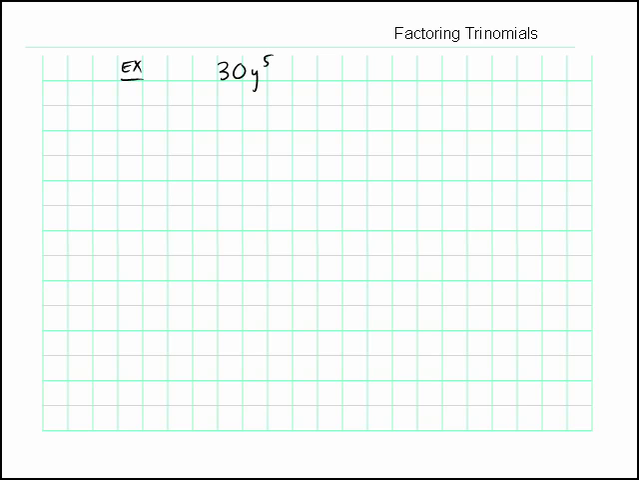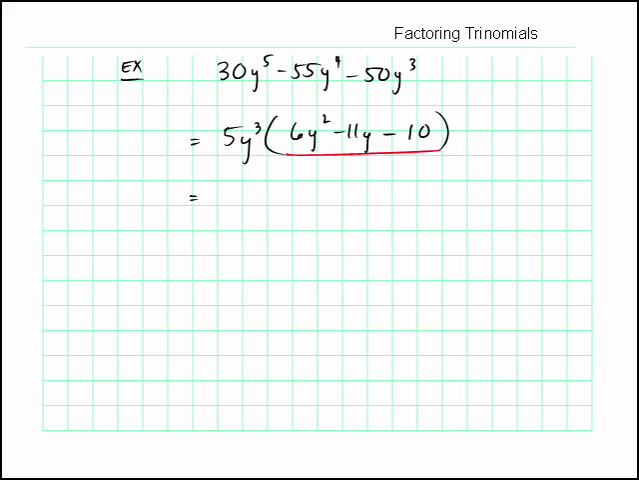30y to the 5th minus 55y to the 4th minus 50y cubed. We do have a GCF, which will come out of everything. Looks like I can factor a 5y cubed out of all the terms. Now if I do that, that leaves me with 6y squared minus 11y minus 10. I'm now going to try to factor the trinomial in here that is left. So let me write this out.